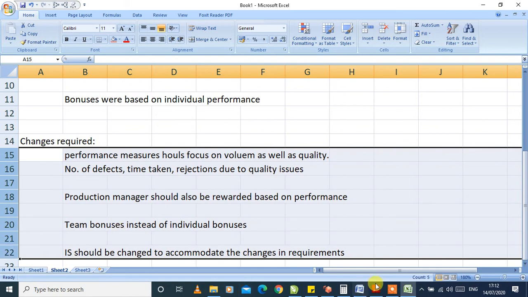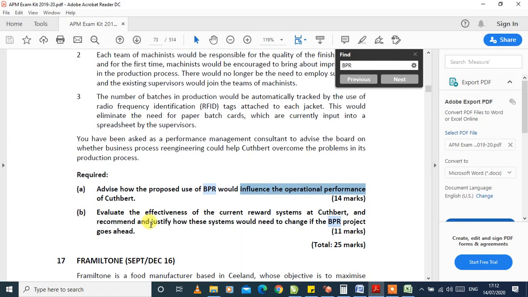Now look at the requirement. Evaluate the effectiveness of the current reward system at Cuthbert and recommend and justify. Recommend and justify. So recommending, and you have to explain why you are recommending that. So that's what I was explaining all this time. Recommend and justify how these systems would need to change if the BPR project goes ahead. Clear, guys? So that's one good example of BPR. There are many more questions about BPR in the past papers. Take them and go through.